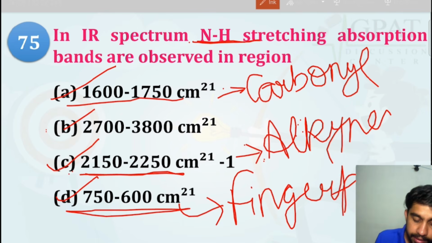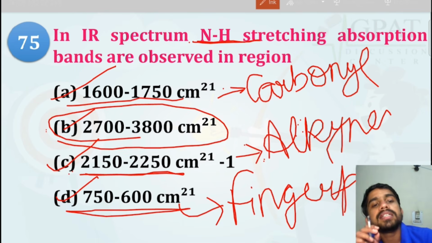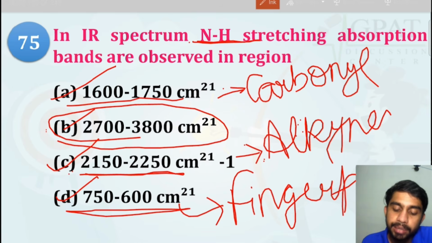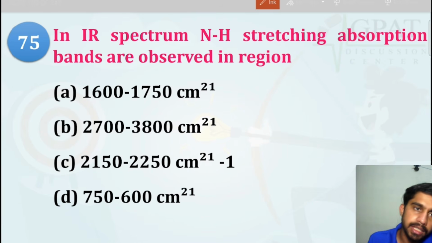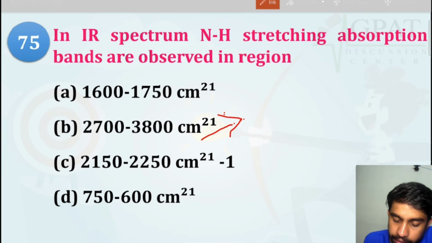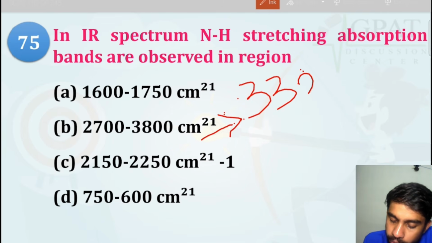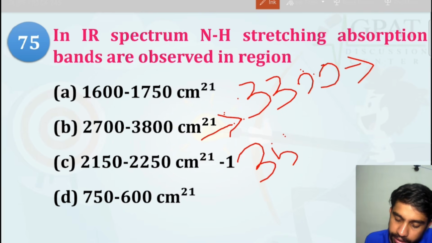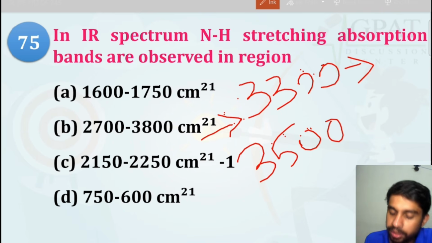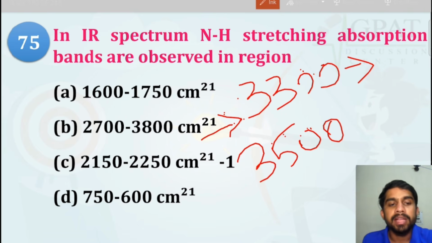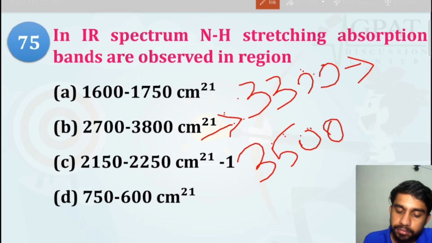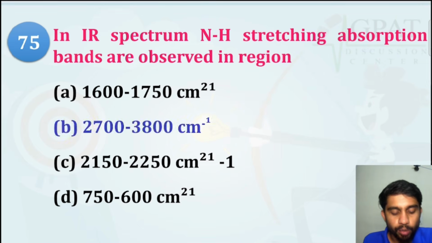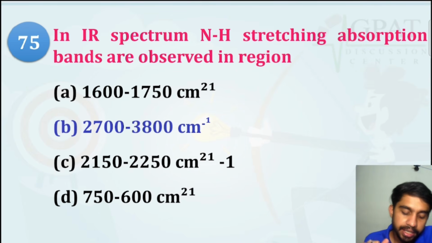Now the 2700 to 3800, this comes under what? Here the NH stretching appears. And if you talk about the specific NH stretching, it will come under 3300 to 3500 centimeter inverse. Simple. So the correct answer for this question will be option number B, that is 2700 to 3800.